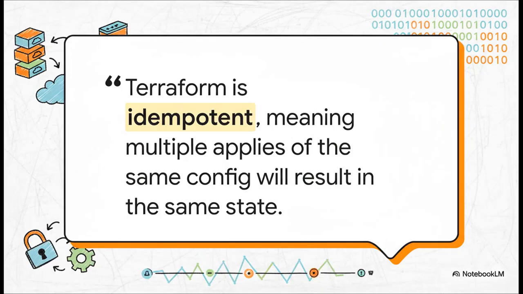Now, this brings us to a key property with a fancy name, idempotency. It sounds complicated, but the idea is simple. Running Terraform apply with the same code over and over again will have the exact same result as running it just once. After that first run, Terraform just looks and says, hey, everything already matches the plan, and it does nothing. This is huge for preventing duplicate resources and keeping things consistent.